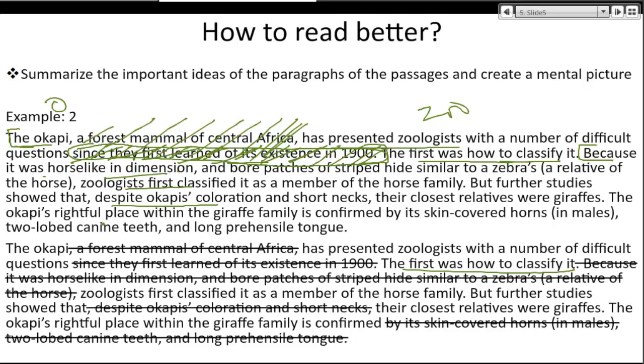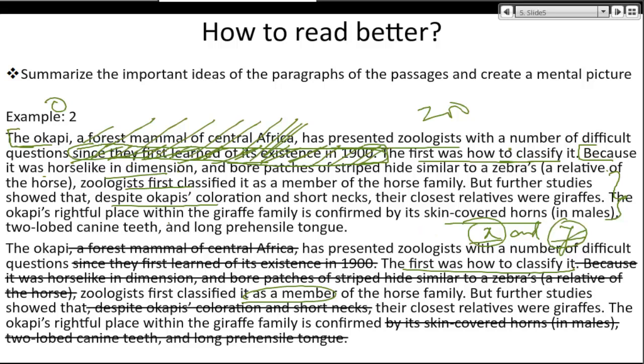The Okapi's rightful place within the giraffe family is confined by its skin-covered horns. Okay, so basically the discussion is entirely about what? How to classify it. It was classified as X, but further studies showed that it is Y. I'm making X and Y the variables. Why should I unnecessarily put X as some kind of noun phrase and Y as some kind of thing? I know that the Okapi presented zoologists many difficult questions.